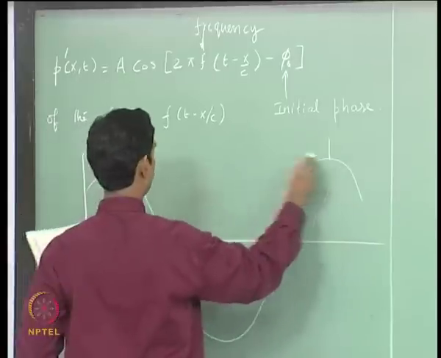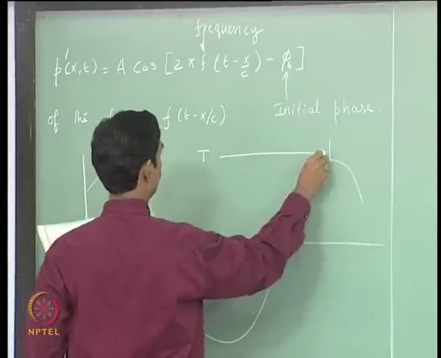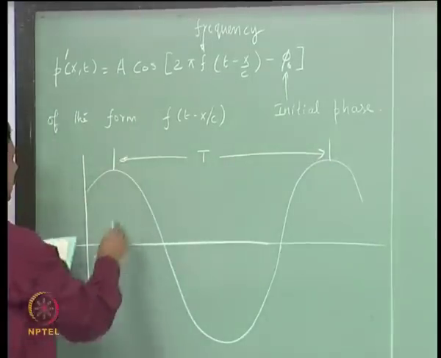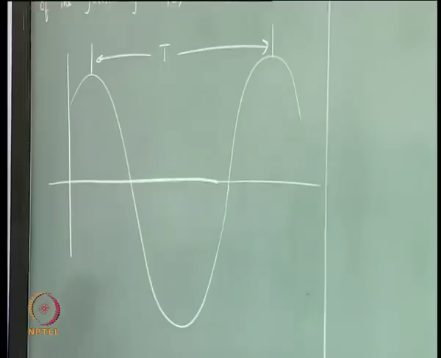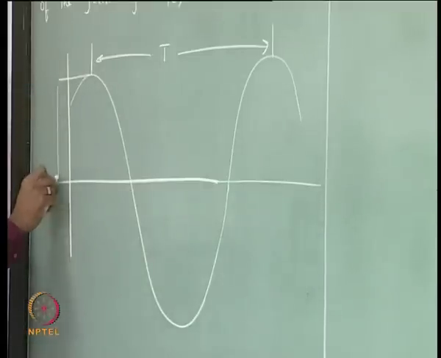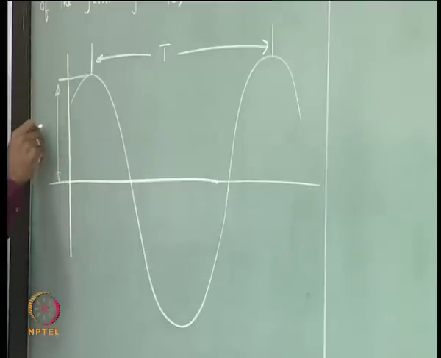So this would be the time period T. The period is defined as the time with which the pattern repeats. It is the interval between two crests or two troughs or any two points which are similar, and you have the amplitude here, which is A. So that's the amplitude of the wave.